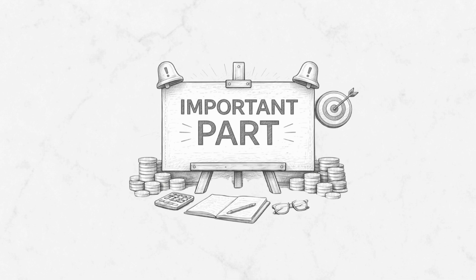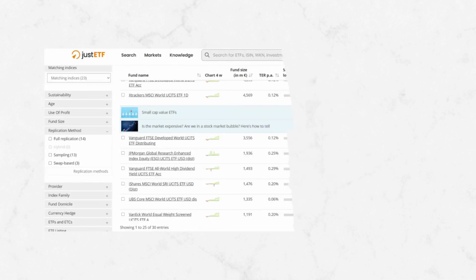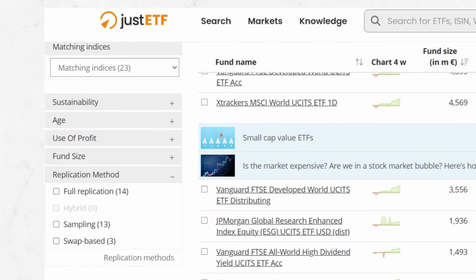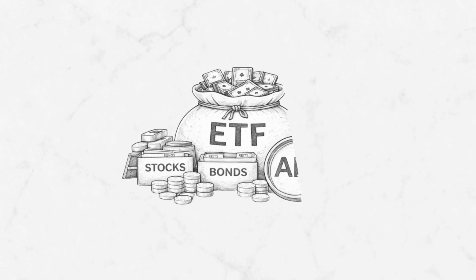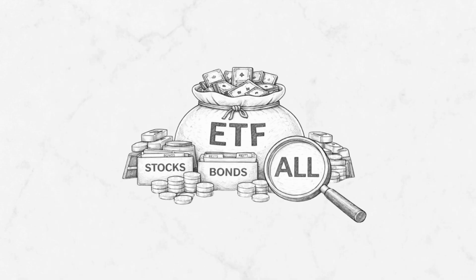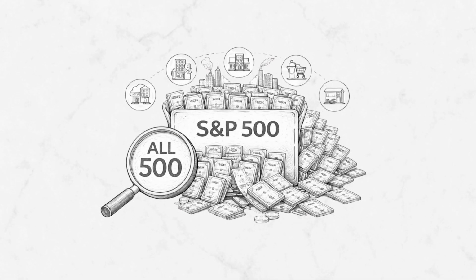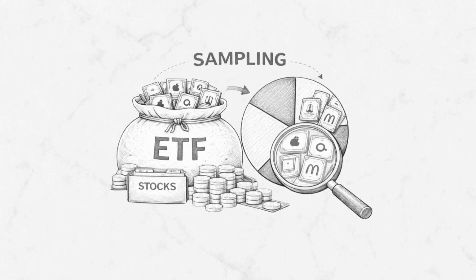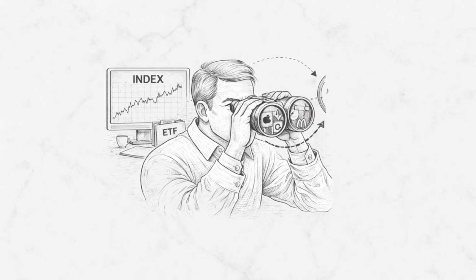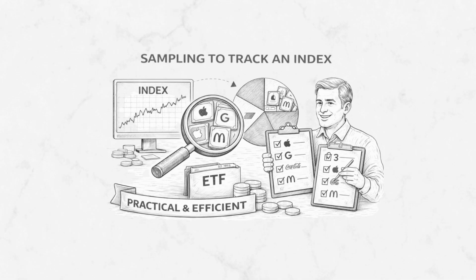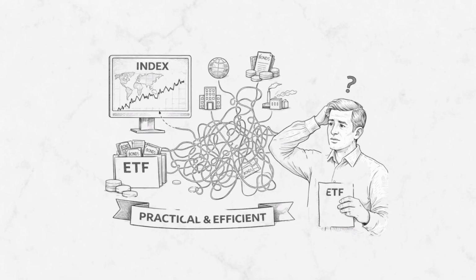Now we come to an important filter, replication method. On JustETF, you'll typically see full replication, sampling, and in some cases swap-based. Full replication means the ETF holds all the securities in the index. If it tracks an index of 500 stocks, it owns all 500. Sampling means the ETF holds a representative subset, designed to track the index closely. Sampling is common for very large indices or indices that are harder to replicate fully.